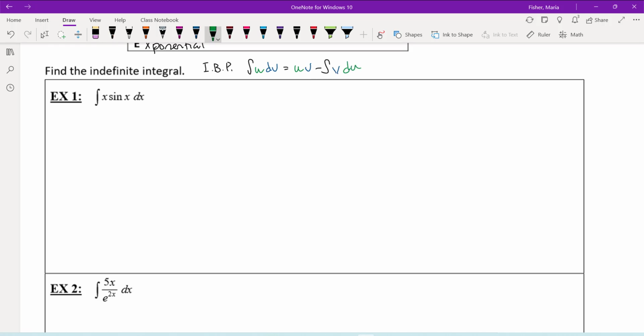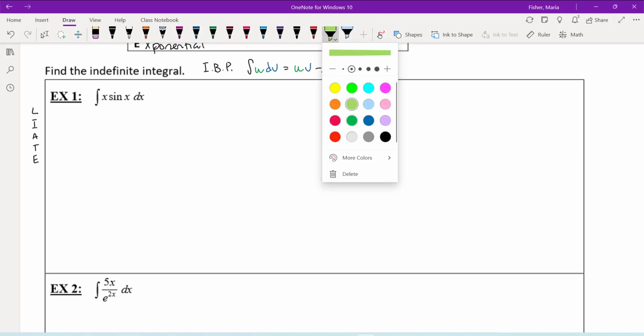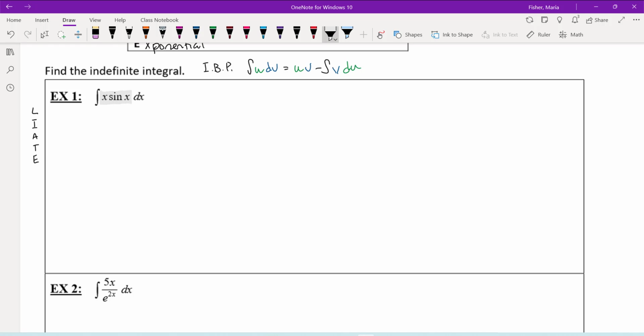So I need to determine in this problem what is u and what is dv. Well, we use LIATE for that. The first thing we do is we say, do I have a log present in the integrand? No, the only thing in my integrand is x sine of x, so there is no log. Inverse trig? Nope. Algebra? Yes. I have something algebraic in my integrand. Since I have something algebraic, that will be my u.